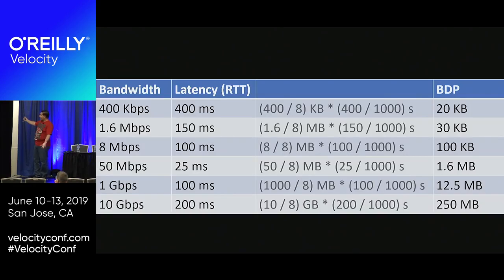So these are variations of the BDP that you might actually bump into. The 400 millisecond, 400 kilobit is sort of the slow 3G, really low-end connection; you've only got a 20 kilobyte in-flight buffer. Sort of ramps up, not too bad. You start getting into the 50 megabit, really fast connection, 25 millisecond round trip time, 1.6 megabytes.